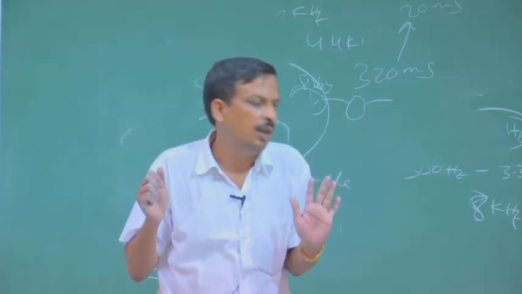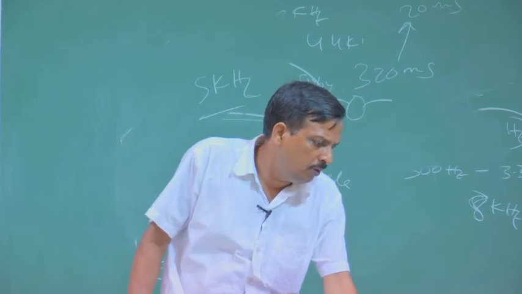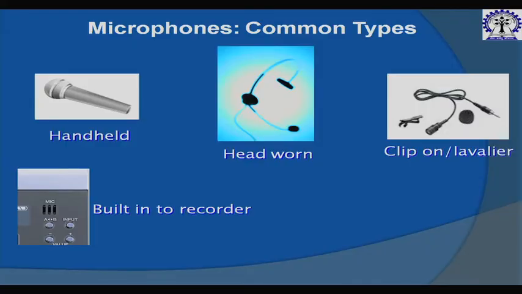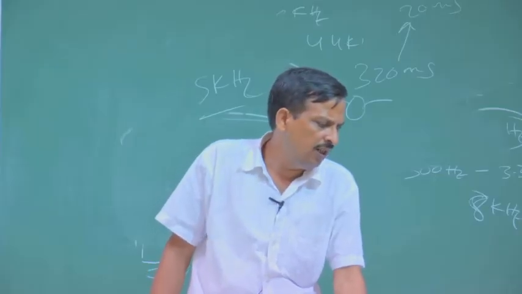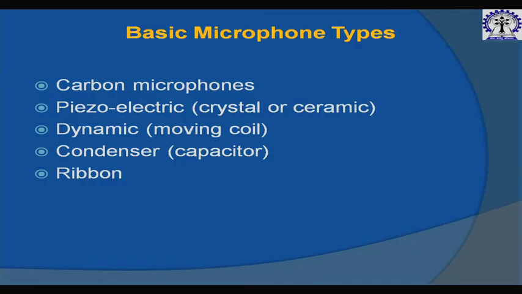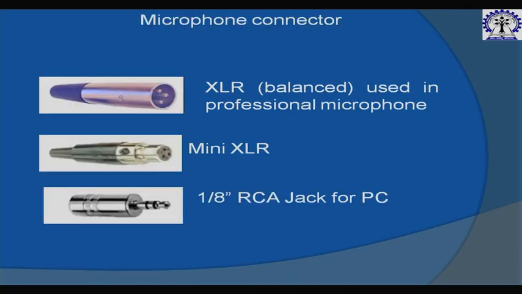And if you know, there are different kinds of microphones: handheld microphone, head-mounted microphone, all of these are there. All microphones have advantages and disadvantages. I am not going into the details of the microphones. Then there is the carbon mic, piezoelectric mic, dynamic mic, condenser mic, ribbon mic. Every mic has its own frequency response, its own advantages and disadvantages. Then there is the connector.